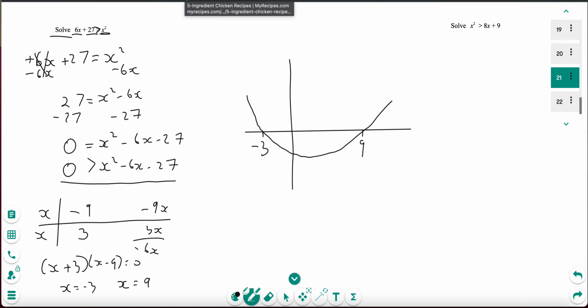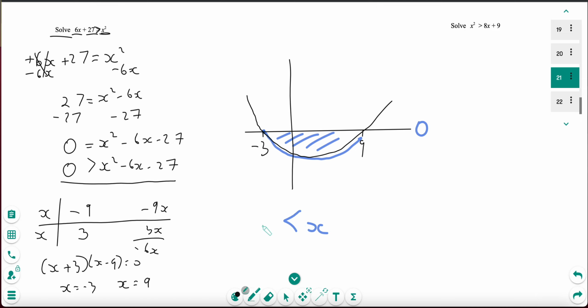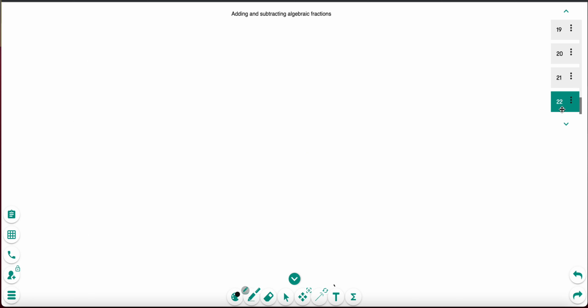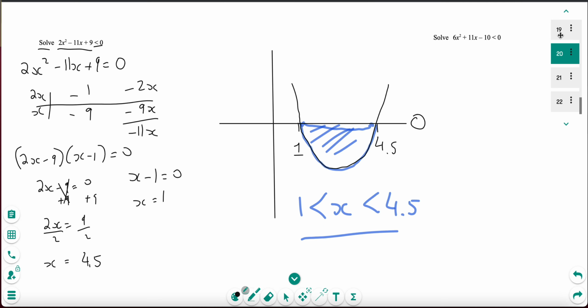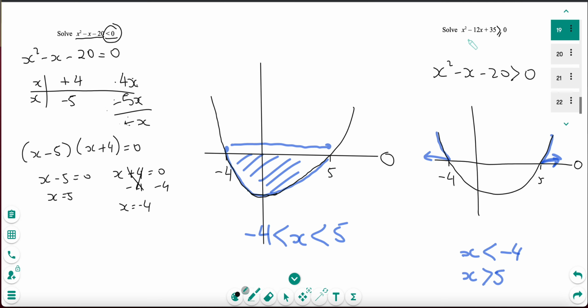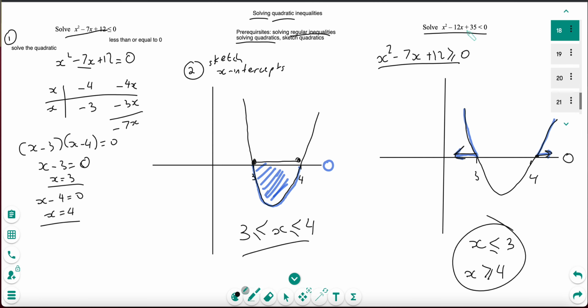So x squared minus 6x minus 27 is less than 0. So again, we're looking for the section underneath, because this line's 0. So less than 0 is this section here. So x is more than negative 3, but less than 9. All right, and that's it. So you can do this practice by yourself, and this practice by yourself, and this one here too, and this one here too. So you have 4 practice questions you can try.